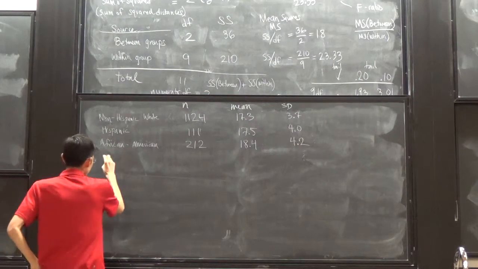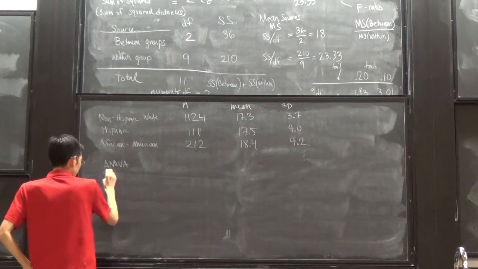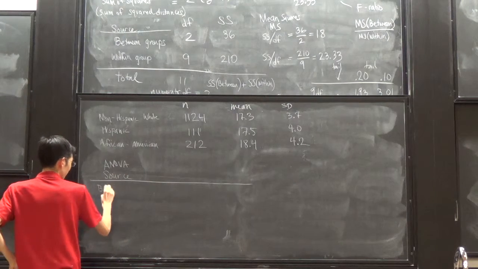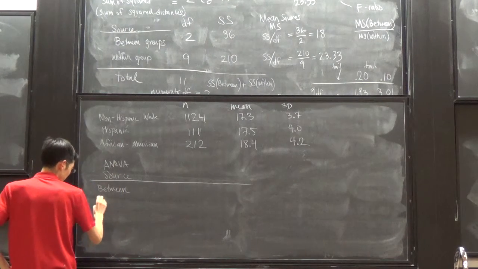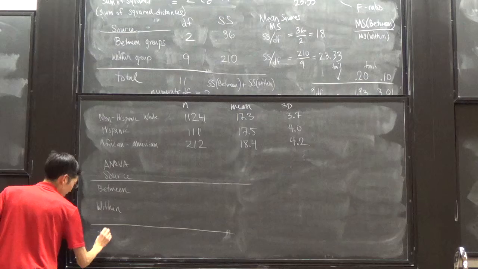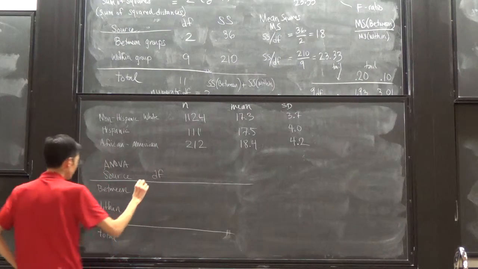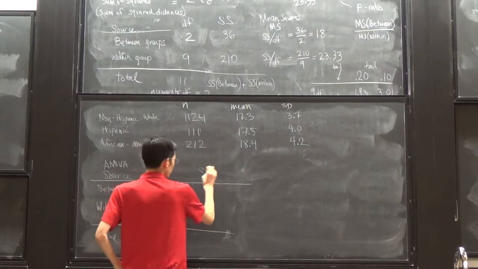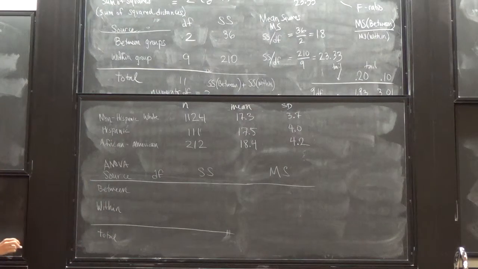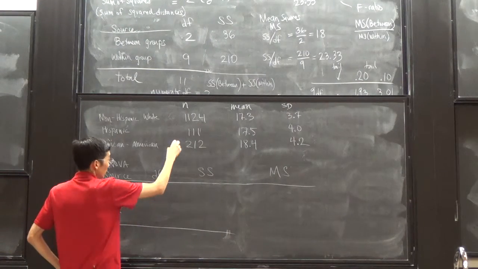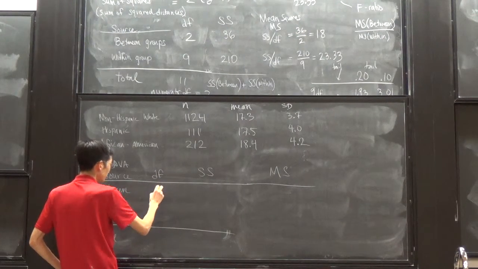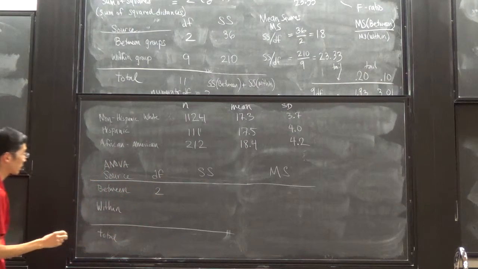ANOVA table, okay? So we have source, and we can call this between groups, and within group variation. Then we have degrees of freedom, sum of squares, and mean squares. Degrees of freedom is easy enough. We just take the number of groups minus 1, so we have 2 degrees of freedom there.